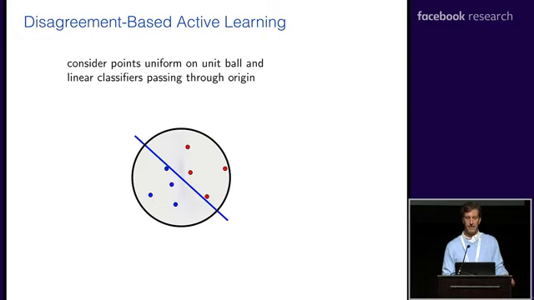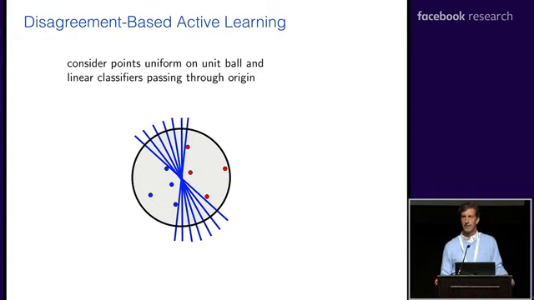So now what does that mean? It means that the only linear classifiers that could be consistent with these labeled examples are the ones I've shown here. All the others we can rule out because they'd start to misclassify things.